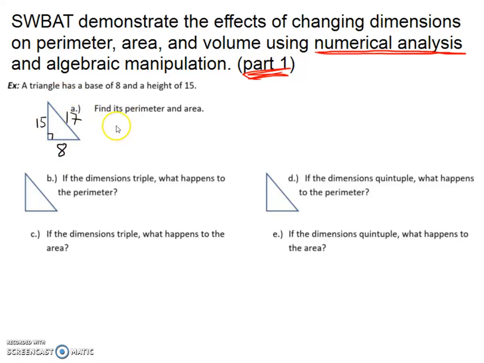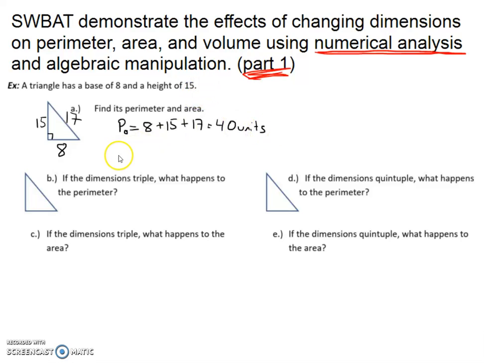The perimeter would be all the sides added together, but what I would like you to write is this. P sub 0 means the original perimeter. The next section is going to have us changing this perimeter. So the original perimeter is 8 plus 15 plus 17, which comes out to 40 units.